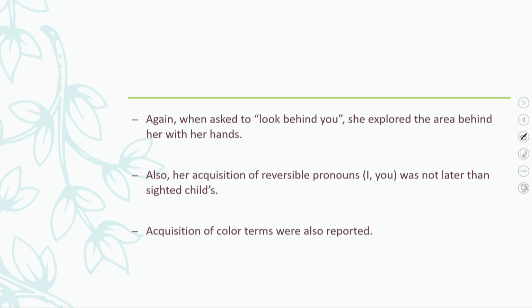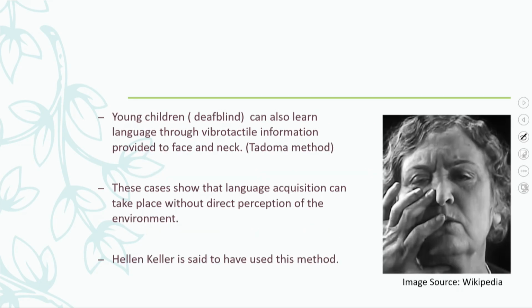So, this kind of findings from a blind child was reported, and even acquisition of color terms was reported, which were comparable with the sighted children. Young children, often deaf and blind children, can also learn language through what is called vibrotactile information provided to the face and neck. This is a particular method of language learning that is often used with deaf and blind children. This is called the Tadoma method, which is what Helen Keller is also said to have used. So, these cases show that language acquisition can take place without direct perception of the environment.